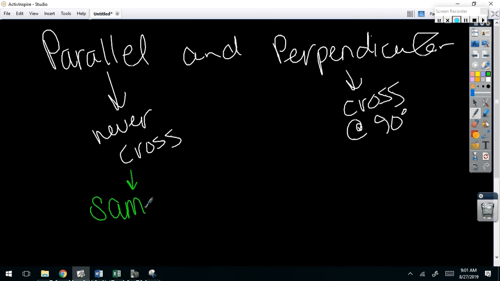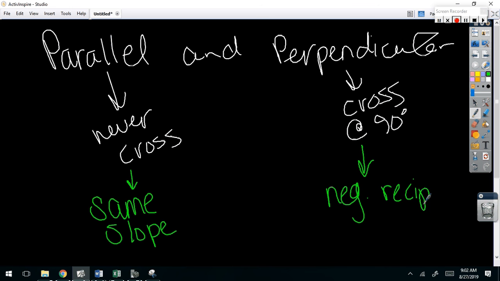Parallel lines have the same slope. Their slope is always the same. Perpendicular lines have to do with slope as well. It's the negative reciprocal slope. I don't like to use the word negative, and I'll tell you why: if the slope is already negative, then it becomes positive. It's really just opposite signs.